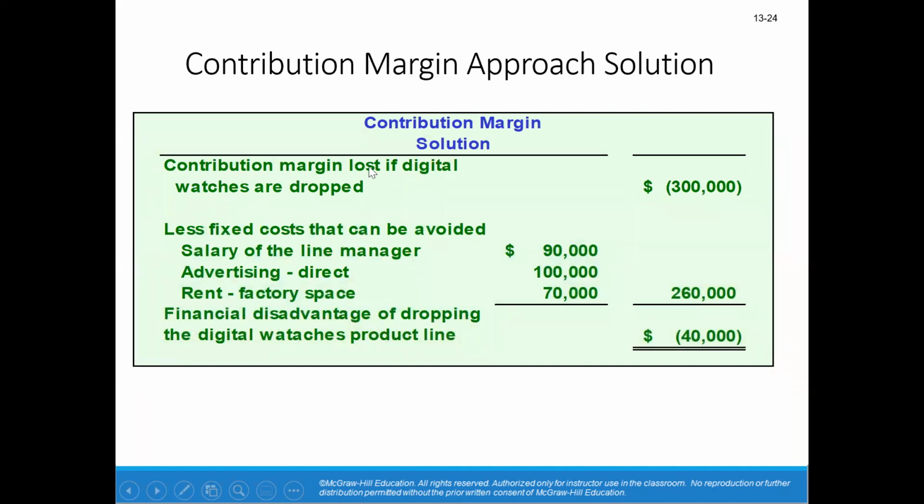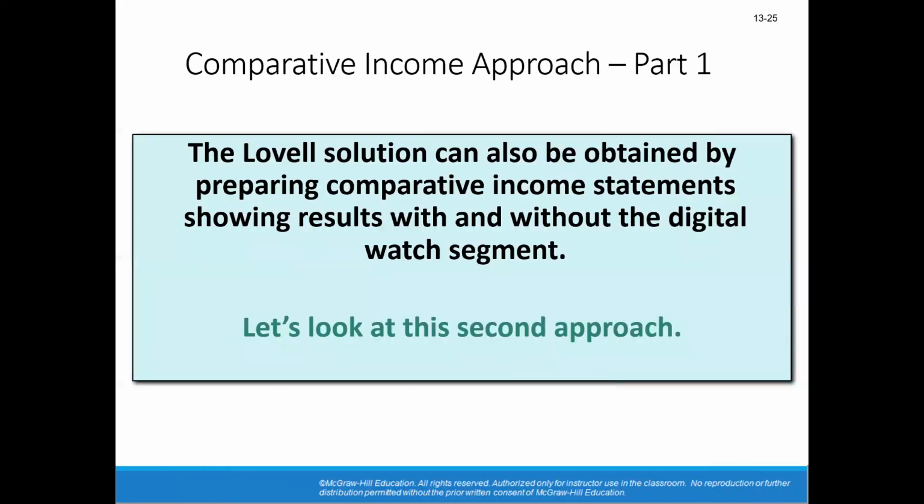Contribution margin lost if digital watches are dropped: 300,000, less the fixed cost that can be avoided. We see the 260. So here you see the disadvantage of dropping the digital watch line. It's not what they thought from the start.